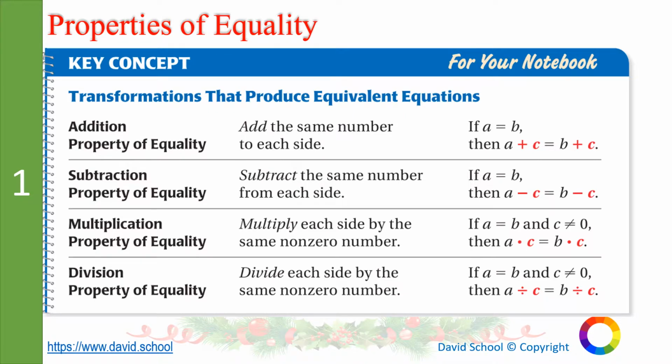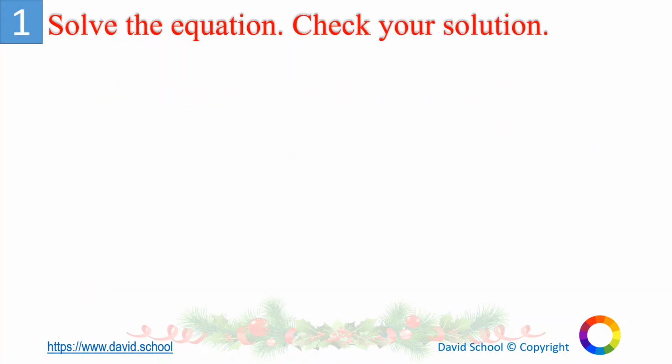To solve equations, we use properties of equality. We do the same operation on both sides of the equality. We have addition, subtraction, multiplication, and division property of equality. Let us see an example. Solve the equation and then check your answer.